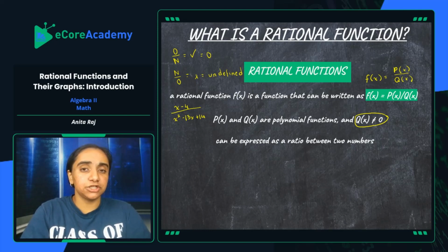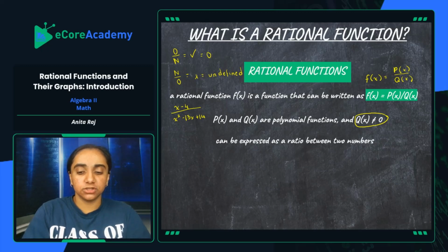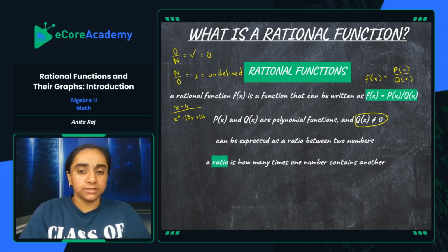It can be expressed as a ratio between two numbers. Our two numbers are going to be p of x and q of x. They're polynomial functions, and with our rational function, we're pretty much representing the relationship between these two functions. A ratio, in other words, is how many times one number contains another.